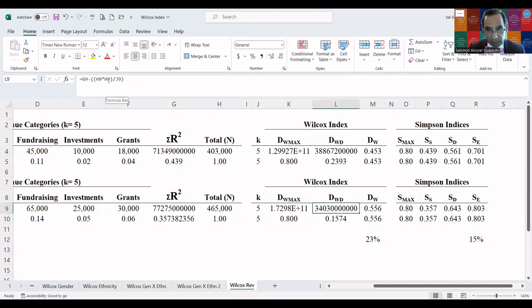To obtain the Wilcox concentration score, again, I'm going to get the sum of each revenue item squared. So it's little r squared or little n squared. I'm going to subtract that from total revenue squared divided by the number of categories. So that's going to be 465,000 times 465,000. That product is divided by 5. And again, subtract that from the sum of little r squared.